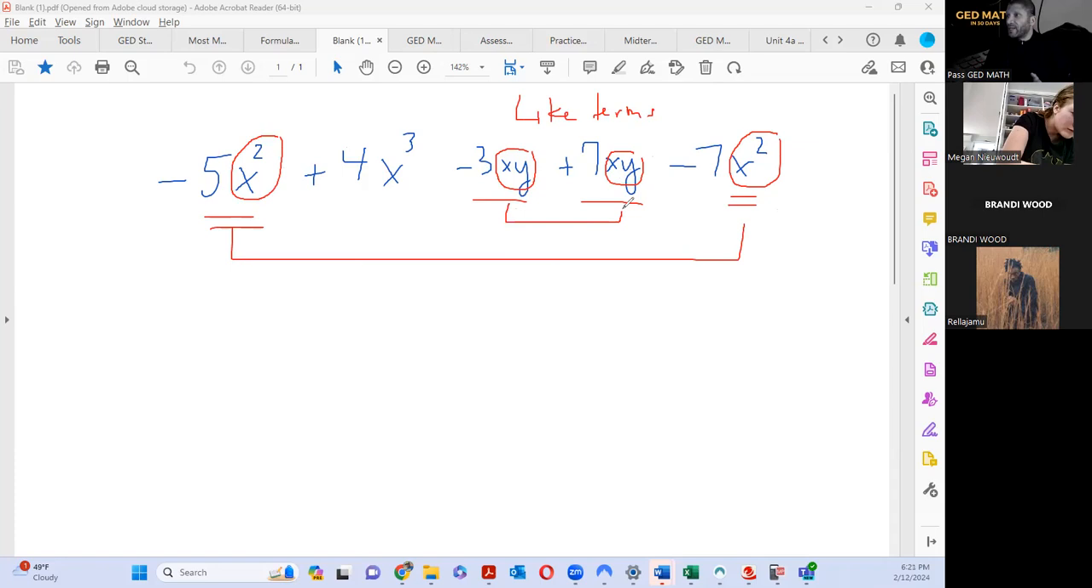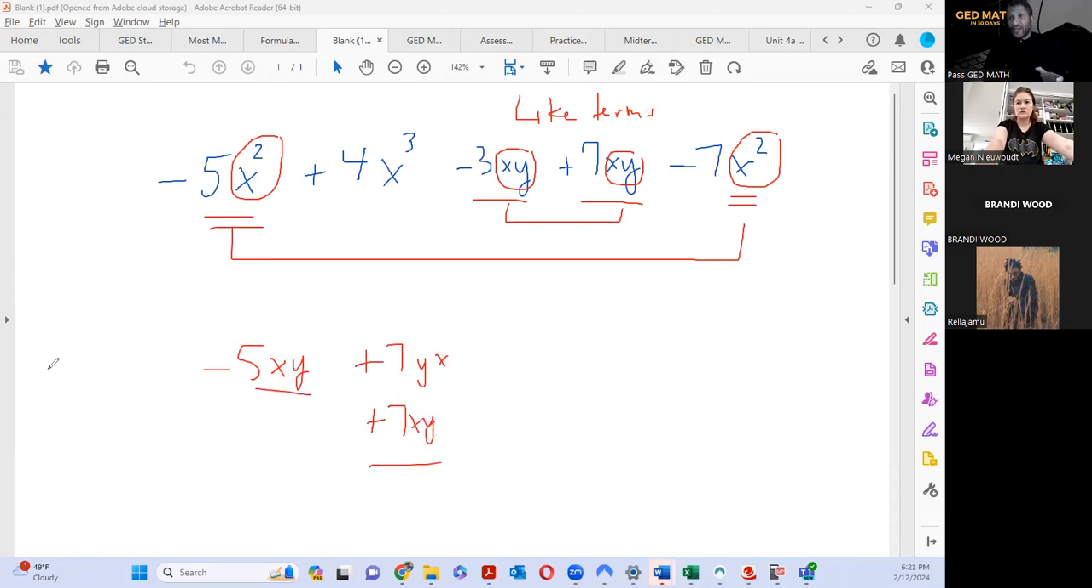Okay, does everybody understand that? Yes. Once you understand, see those variables are the same. Now, they could be out of order. For example, sometimes, not too much on the GED, but on the TASC test, and sometimes on the HiSET, they'll reverse them. They'll say like minus 5xy plus 7yx. Remember, when you multiply, you can multiply in any order. So this is really the same as 7xy. So these are still like terms.